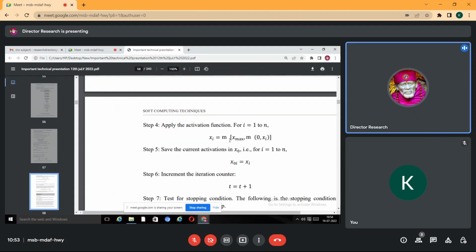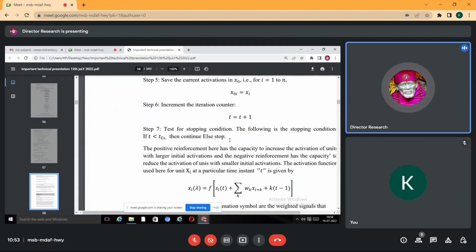Step 4, apply activation function. Step 5, save current activations. Step 6, increment the iteration counter. Step 7, test for stopping condition.